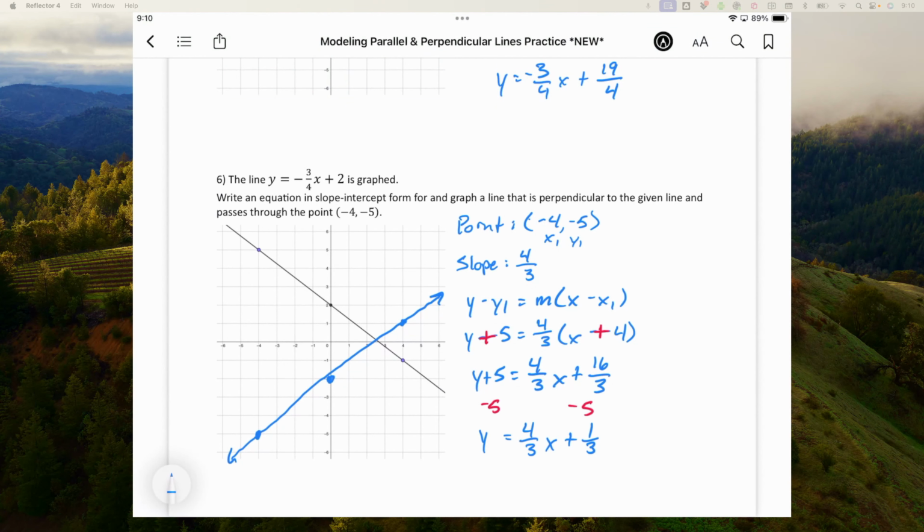That seems strange. I think I made a mistake. Let me check my work. I think my mistake is in the graph, because I was still thinking that the slope is 3/4 and it's not. So slope is positive 4 over 3, passes through the point negative 4, negative 5. That looks better. Now it looks like it would match my equation.